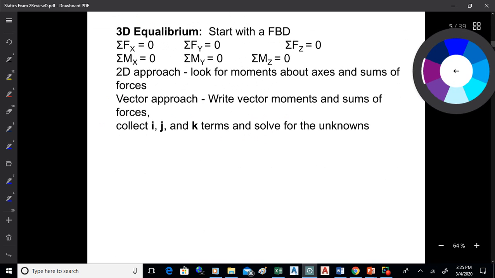3D equilibrium, start with a free body diagram. Sum of Fx is 0, sum of Fy is 0, sum of Fz is 0, and you have the 3 moment equations. You can do the 2D approach or a full vector approach on those. Okay.